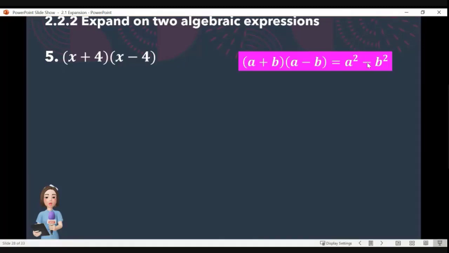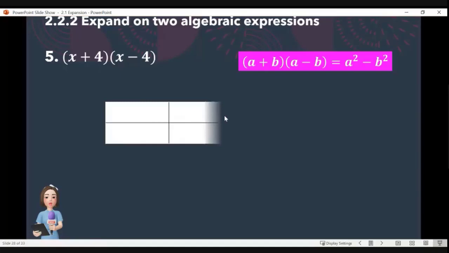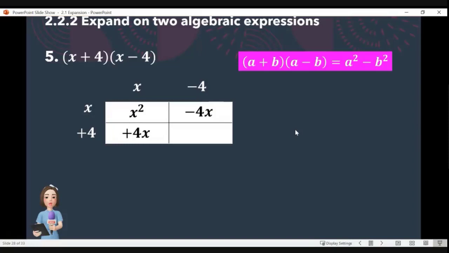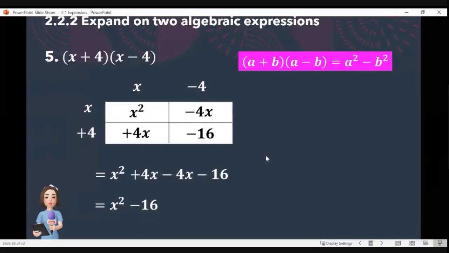Why? You see, x plus 4, x minus 4. When you multiply, x times x is x squared. So x times negative 4 is negative 4x, and 4 times x is 4x. Then 4 times negative 4 is negative 16. When you add up, the answer is x squared minus 16.